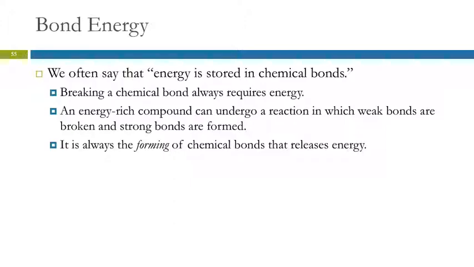We say that energy is stored in chemical bonds. That's kind of misleading. When you break a chemical bond, that requires that you put energy into it. Energy is released when bonds are formed. So an energy-rich compound will have weak bonds, and it will undergo reactions in which strong bonds are made. When strong bonds are formed, more energy is released. So it's the forming of chemical bonds that releases energy, not the breaking of them. Any questions about that?